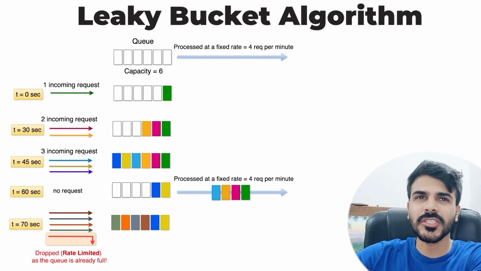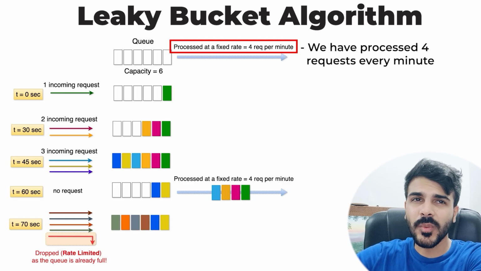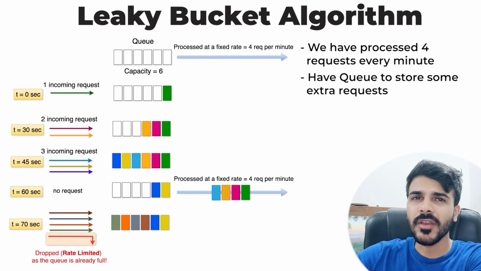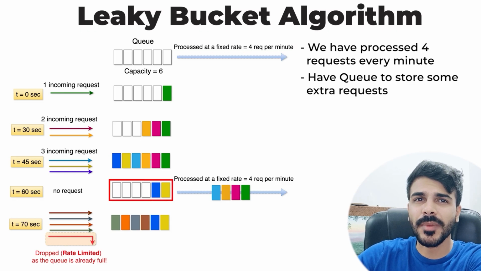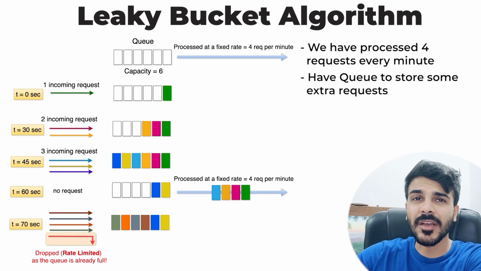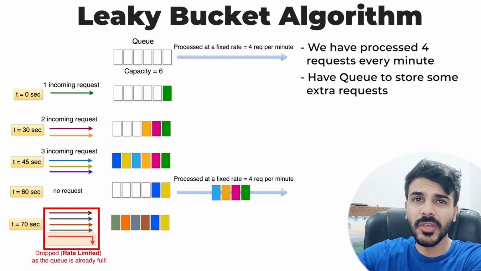Now, this is pretty much how our leaky bucket algorithm works. To summarize, we process 4 requests every minute. We also have a queue where we can store some extra requests that we can process later. If the incoming requests count is much more than what can be accommodated in our queue, then we simply discard or rate limit those requests.